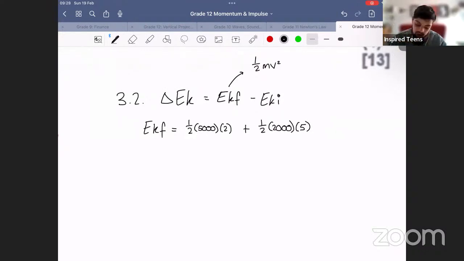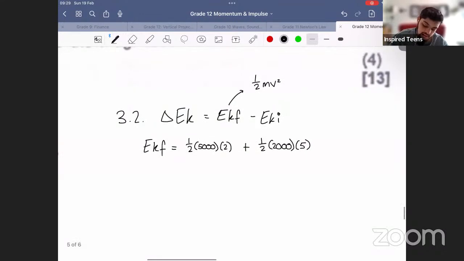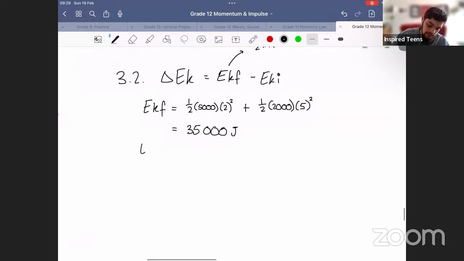When we do this calculation, I am forgetting one thing, is that it's squared. So I need to square the velocity, okay, just the velocity, not more than that. When I do this calculation for EK final, I get an answer of 35,000. The unit here is joules, energy, joules. Let's do EK initial.